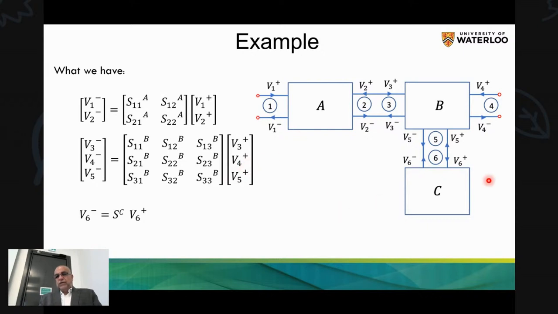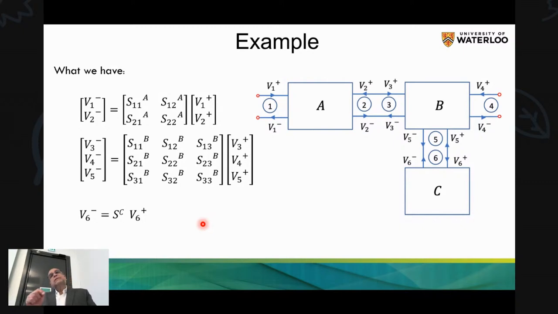And this is a one port network. I know V6 minus equals SC, V6 plus. So I have not done anything yet. I'm just putting what I have, the specification. Okay? But how many equations do we have here? We have one, two, three, four, five, six. Okay? There are six equations.